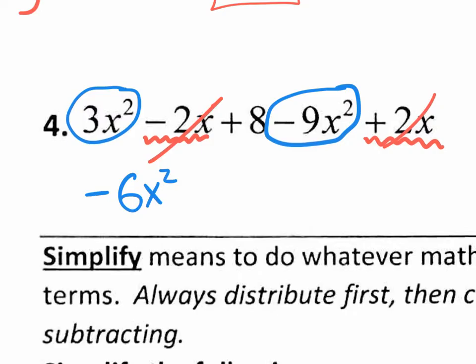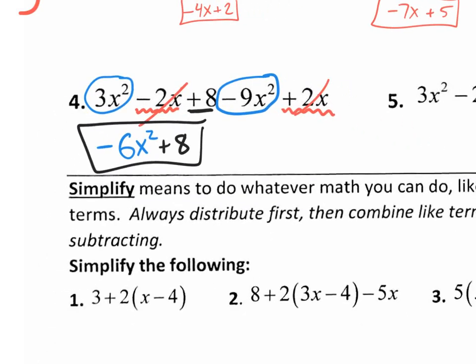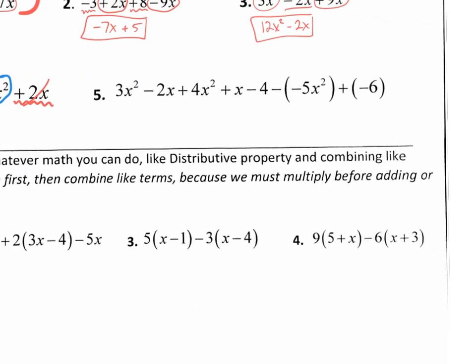All right, what else? There's a plus 8 up there that we forgot about. Well, not really, but that plus 8, we can't combine it with any other number, so we're just going to bring that down. So there's my answer, negative 6x squared plus 8. Number 5.